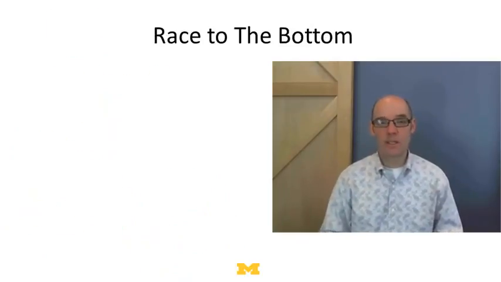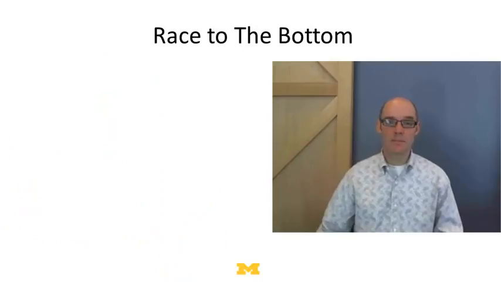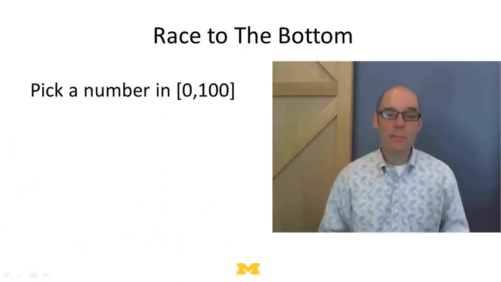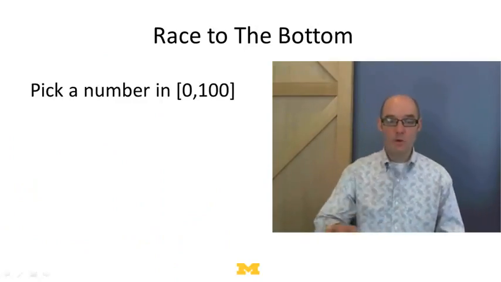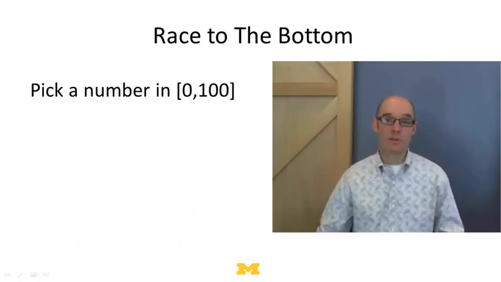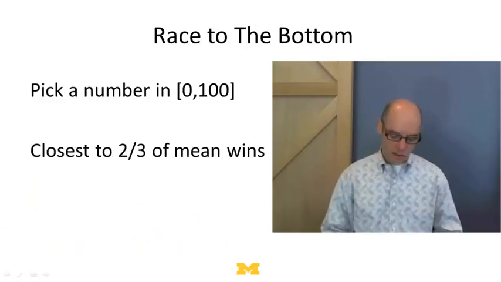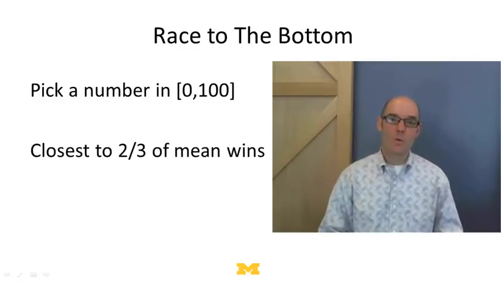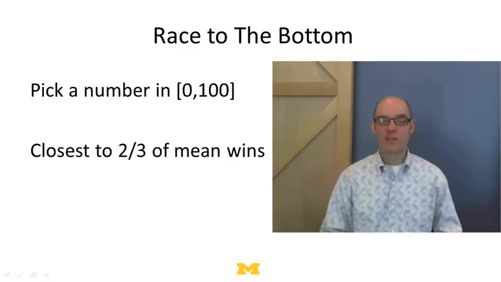So let's do a specific game called the Race to the Bottom game. And here's how it works. There's a group of people in a room. Each person is going to pick a number between 0 and 100. Whoever's closest to 2/3 of the mean wins. Right? So what do you do? Here's a little quiz. What do you do in this situation?